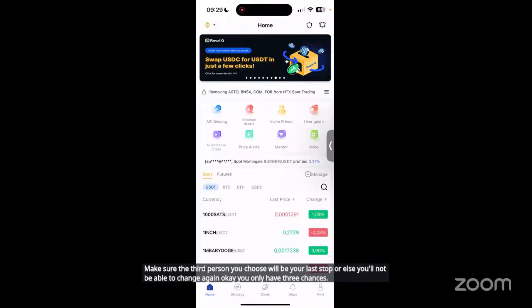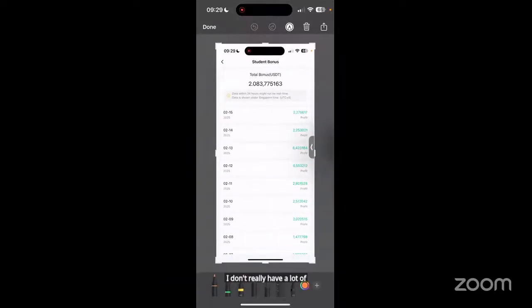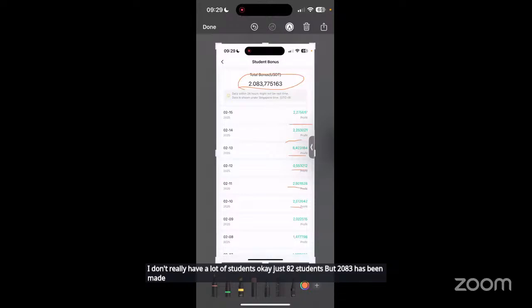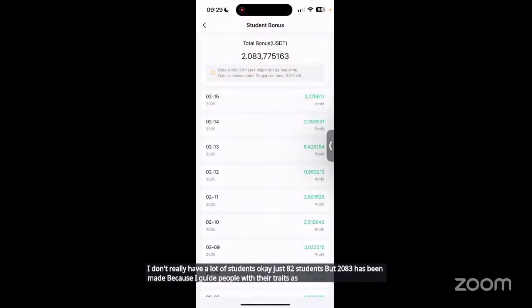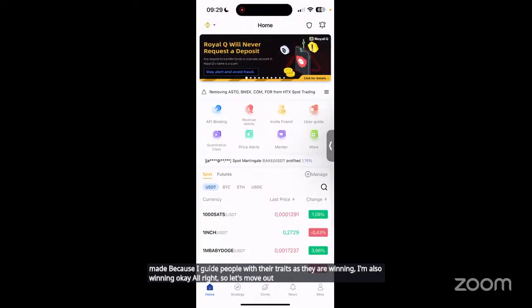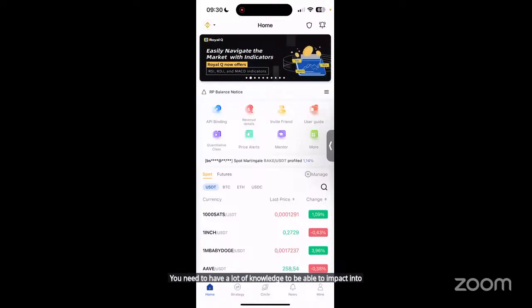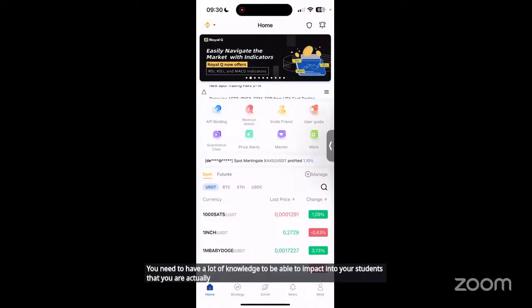Now, let's look at some of the benefits that come with the mentorship. I don't really have a lot of students, okay, just 82 students, but 2083 has been made, because I guide people with their trades. As they are winning, I'm also winning. Okay. All right. So let's move out of the mentorship. To become a mentor, you need to be on the second level and above. You need to have a lot of knowledge to be able to impart to the students that you are mentoring.